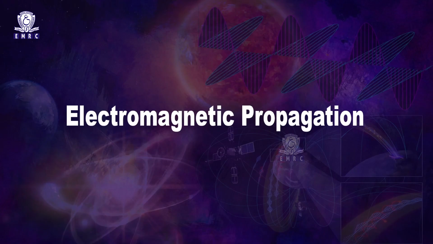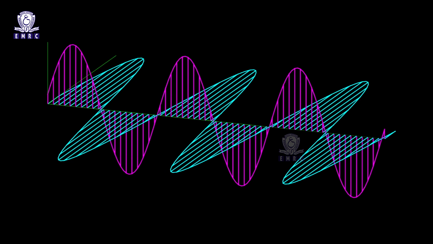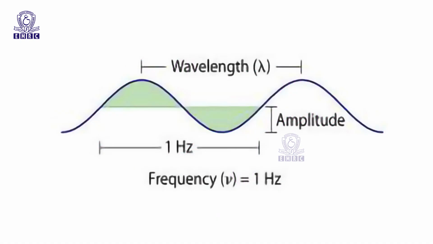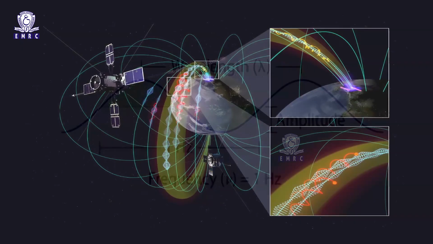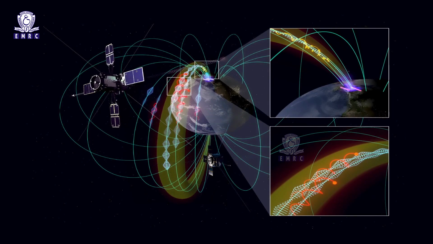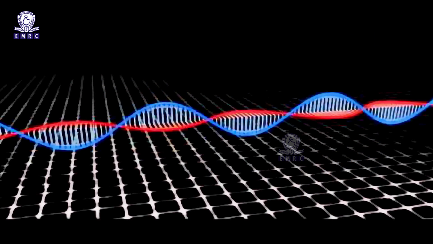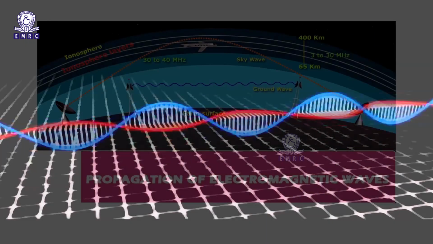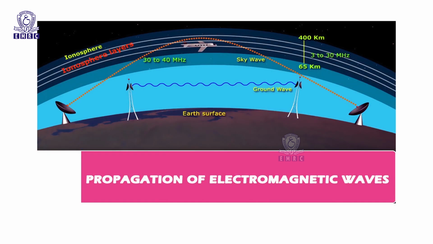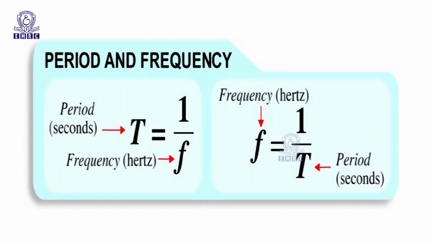Electromagnetic propagation. Waves have two important characteristics, wavelength and frequency. The sine wave is the fundamental waveform in nature. When dealing with the light wave, we refer to the sine wave; the period T of the waveform is one full 0 to 360 degrees sweep. The relationship of frequency and the period is given by the equation f is equal to 1 by T, T is equal to 1 by f.